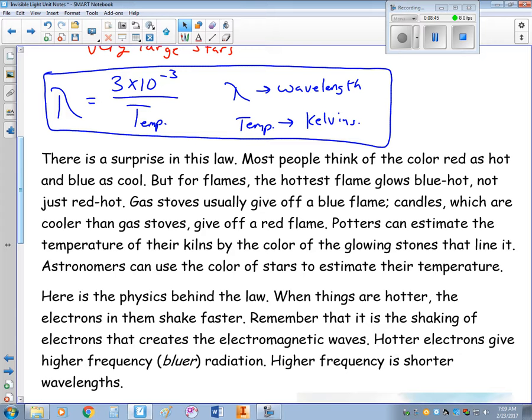So gas stoves usually give off a blue flame. Candles, a little bit cooler, give off a red flame. So one reason why we don't use a bunch of candles to cook with, it's just not hot enough. Potters can estimate the temperature of their kilns by the color of the glowing stones. Astronomers can use the color of stars to estimate their temperature.